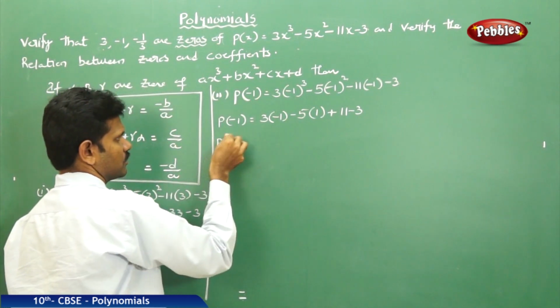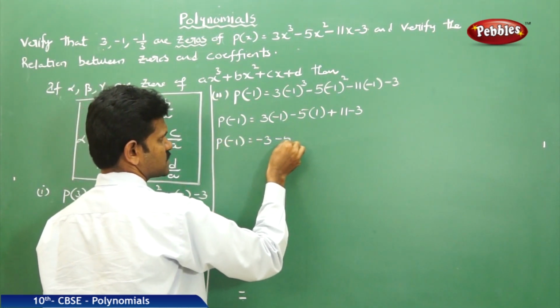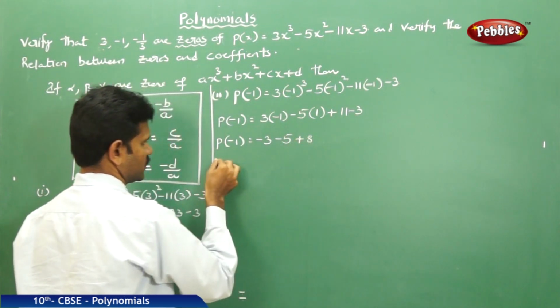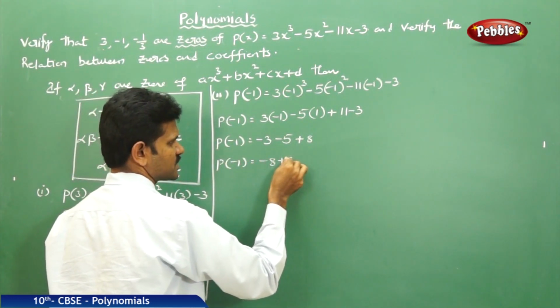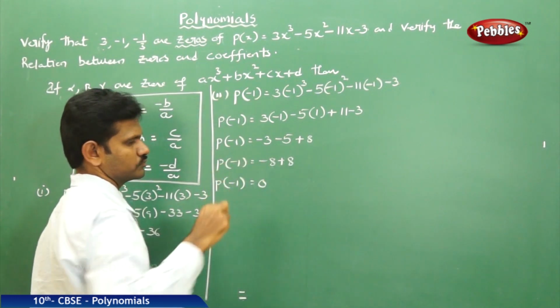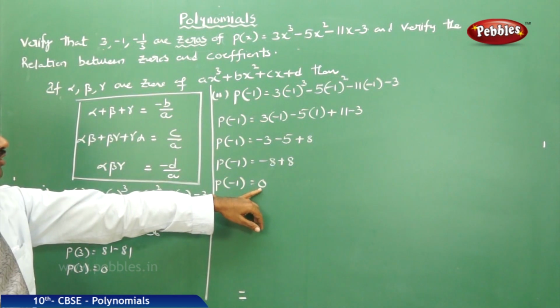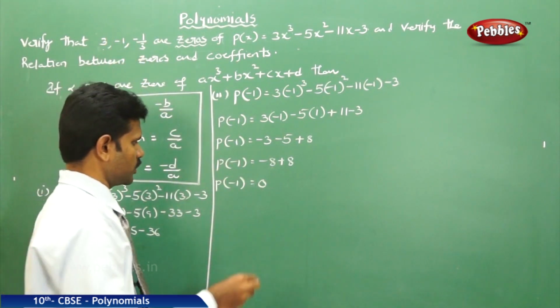That is, P of minus 1 is equal to minus 3 minus 5, plus 11 minus 3, which is minus 8 plus 8. That is, P of minus 1 is equal to minus 8 plus 8. That is, P of minus 1 is equal to 0. In the second condition also I got the answer 0. Therefore, I conclude that minus 1 is a zero of the given polynomial.